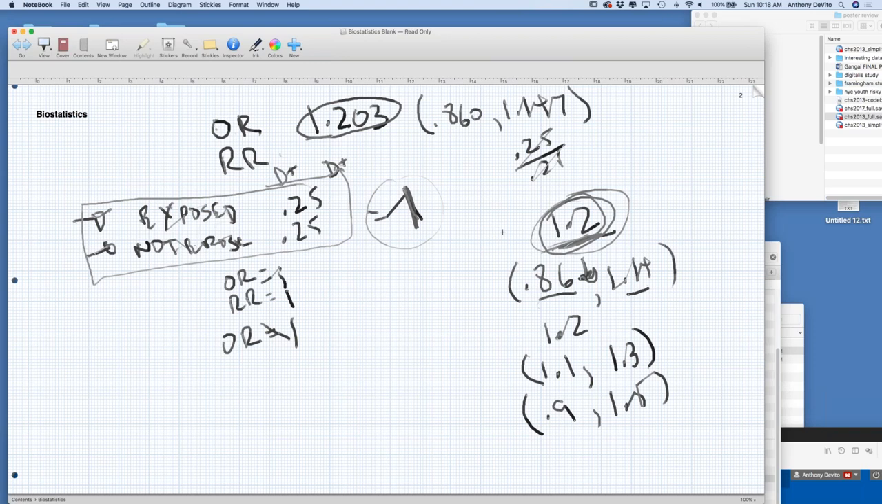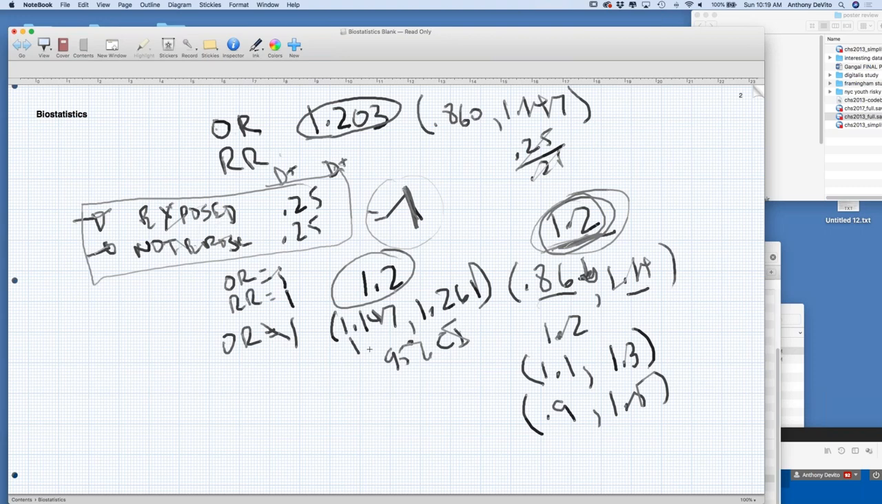Okay, so 1.2 is your odds ratio. Your confidence interval is 1.147 to 1.261. Although our sample had an odds ratio of 1.2, the sample size and the way the sample is distributed indicate that we can be 95% certain, that's our confidence interval, that the true population value is between 1.15 and 1.26, between those two numbers.